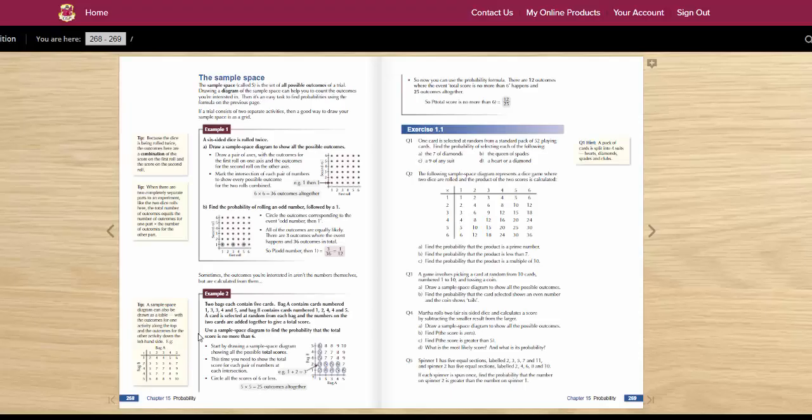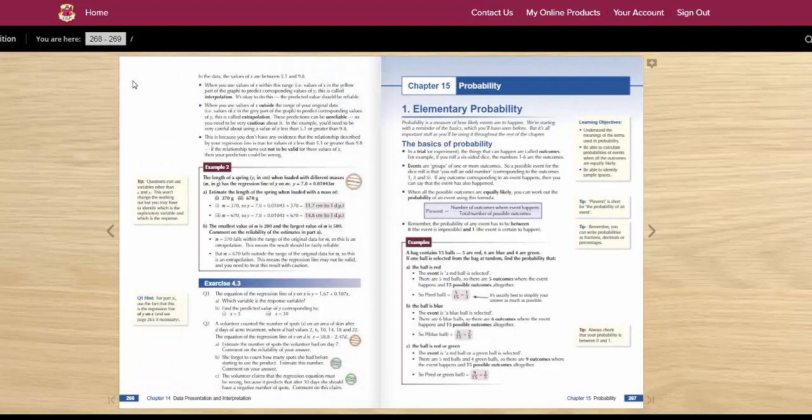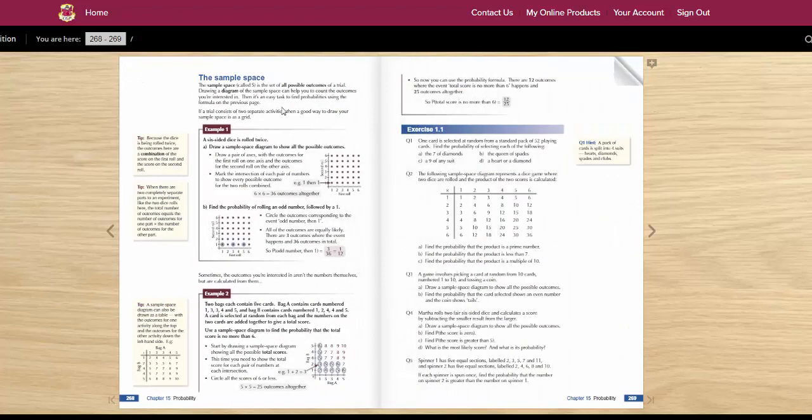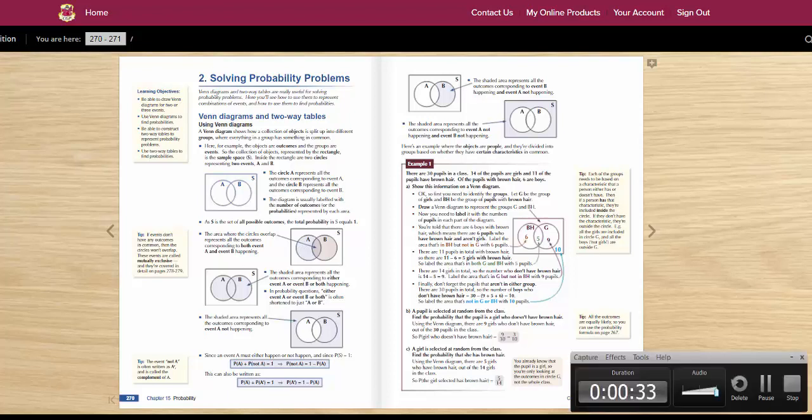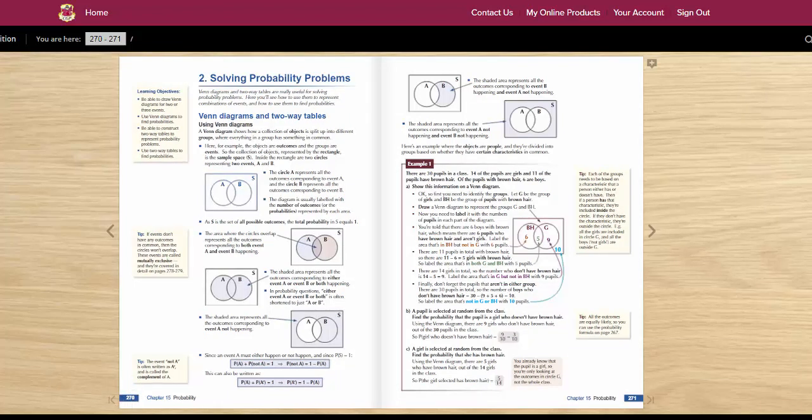By the way, if you've got the CGP book, just don't bother with this. I'll show you exactly what I'm talking about. So here we go, this is chapter 15. Skip this page, there's nothing there. Sample space, don't worry about that. Okay, let's get to the Venn diagrams and two-way tables. I want to tell you how they work. So yeah, let's look at that.